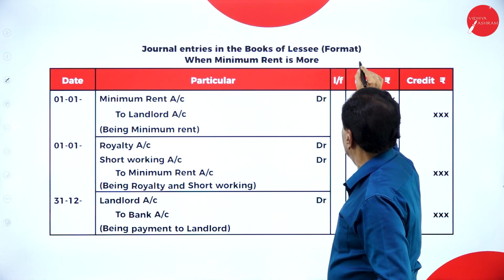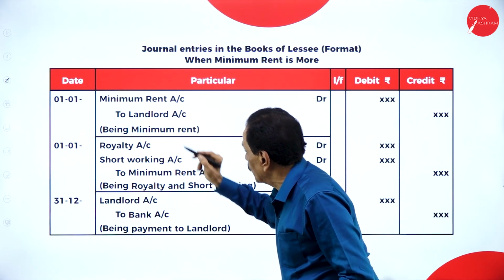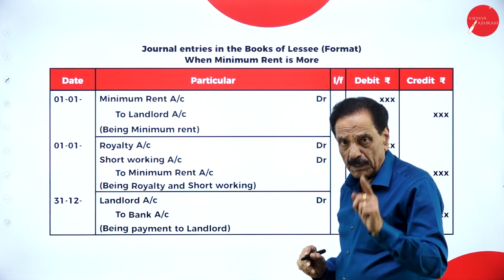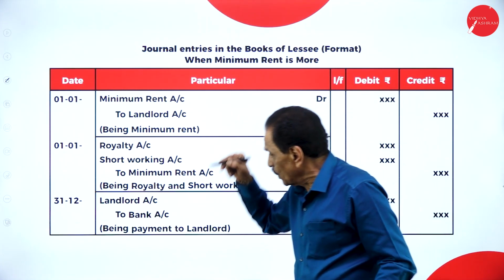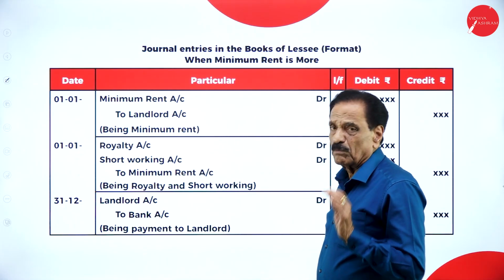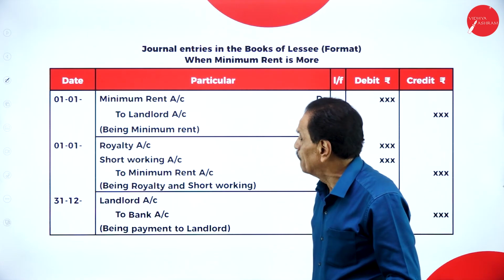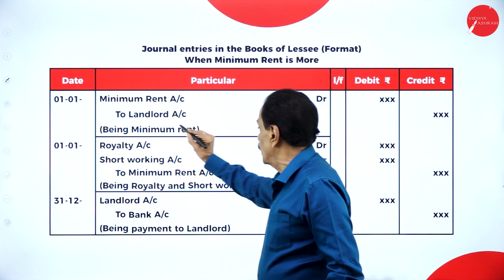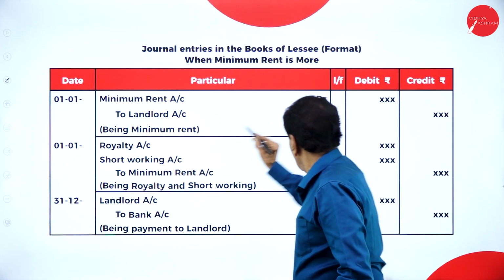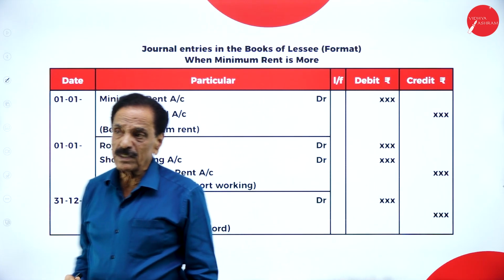Journal entry in the books of the lessee when minimum rent is more. Minimum rent account debit to landlord account. That means we have to pay the landlord the minimum rent because the minimum rent is more than the royalty. Then, whatever the royalty comes, royalty account debit and short working account debit to minimum rent account. Assume the minimum rent is 10,000 but the royalty is only 8,000. Then minimum rent account debit 10,000 to landlord account 10,000. Royalty earned is 8,000. Royalty account debit 8,000, short working account debit 2,000, to minimum rent account 10,000.